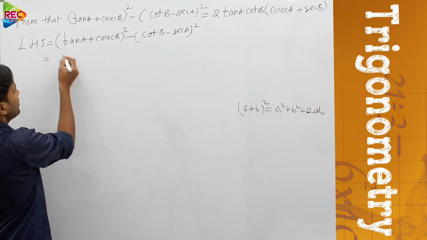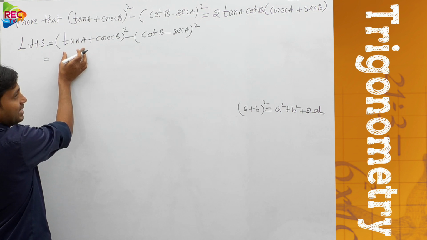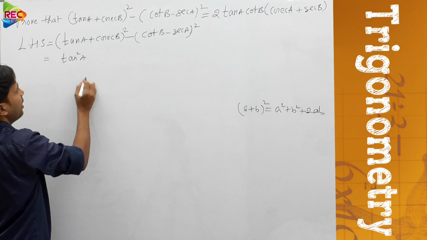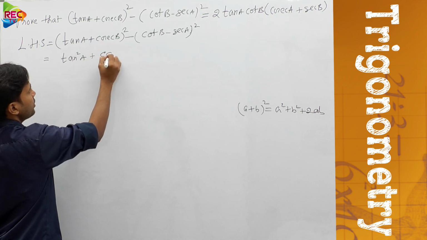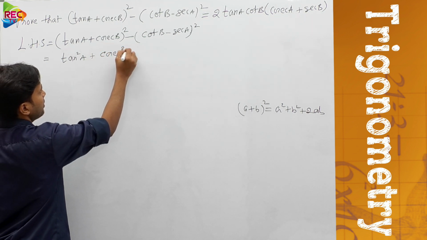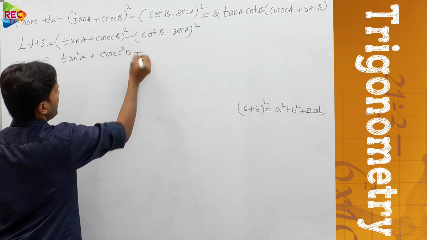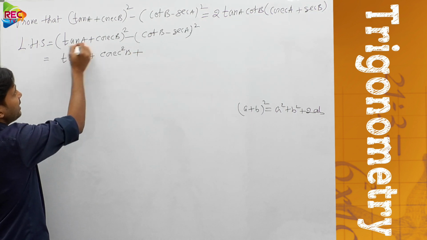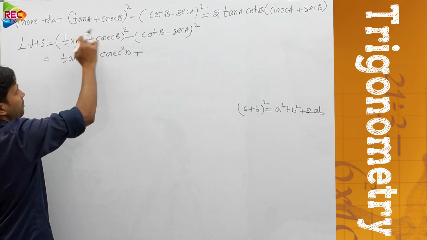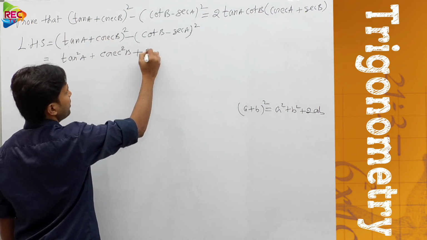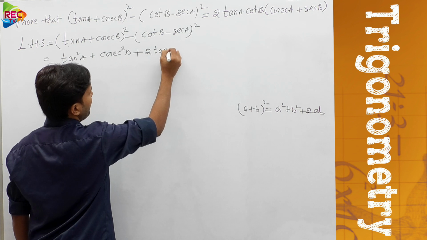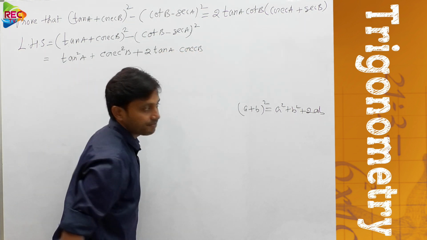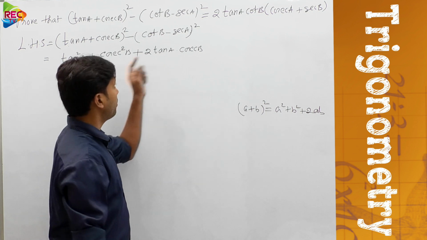So now what is it? A² means tan A whole squared, that means tan² A, and B² means cosec² B, plus 2AB means 2 tan A cosec B. 2 tan A cosec B over here.